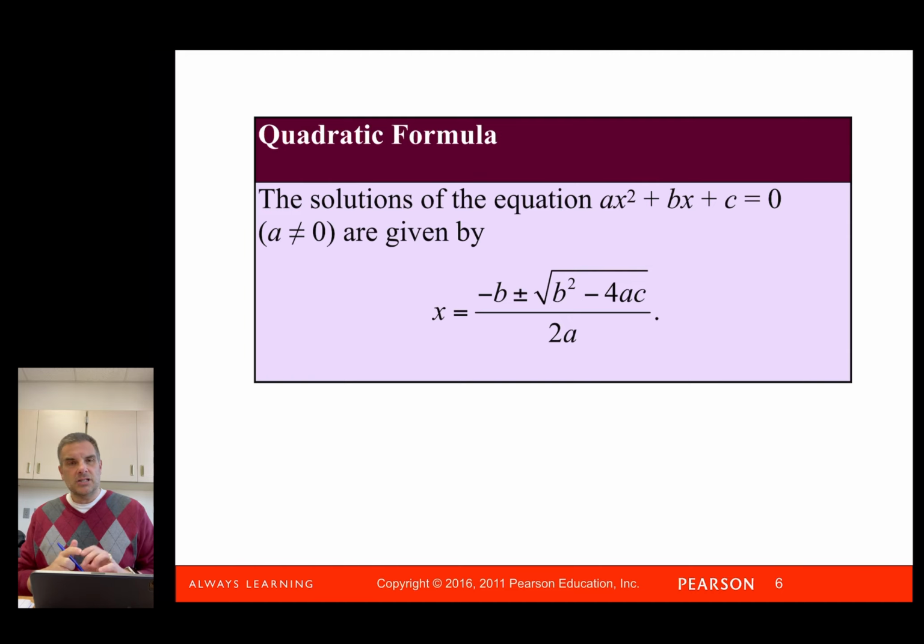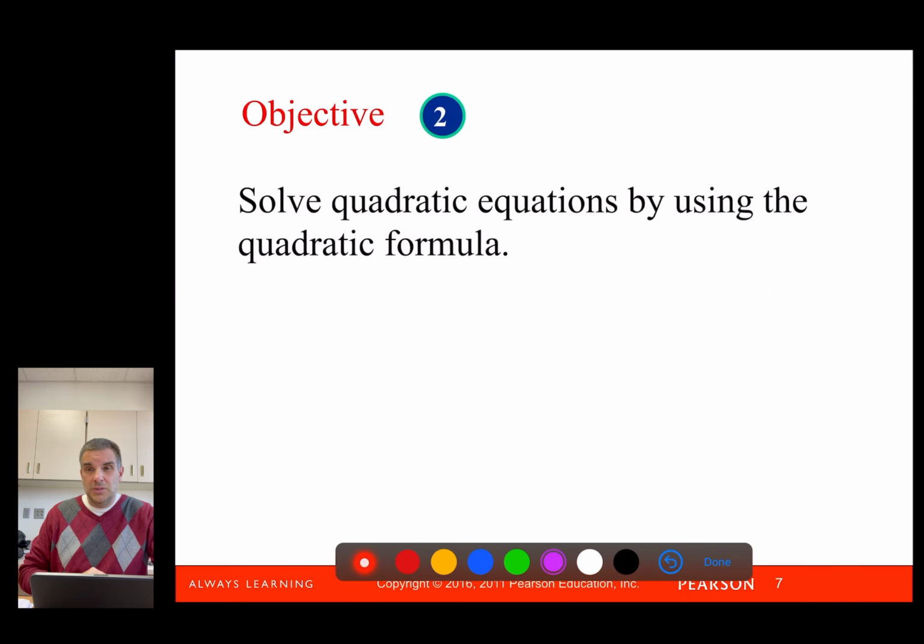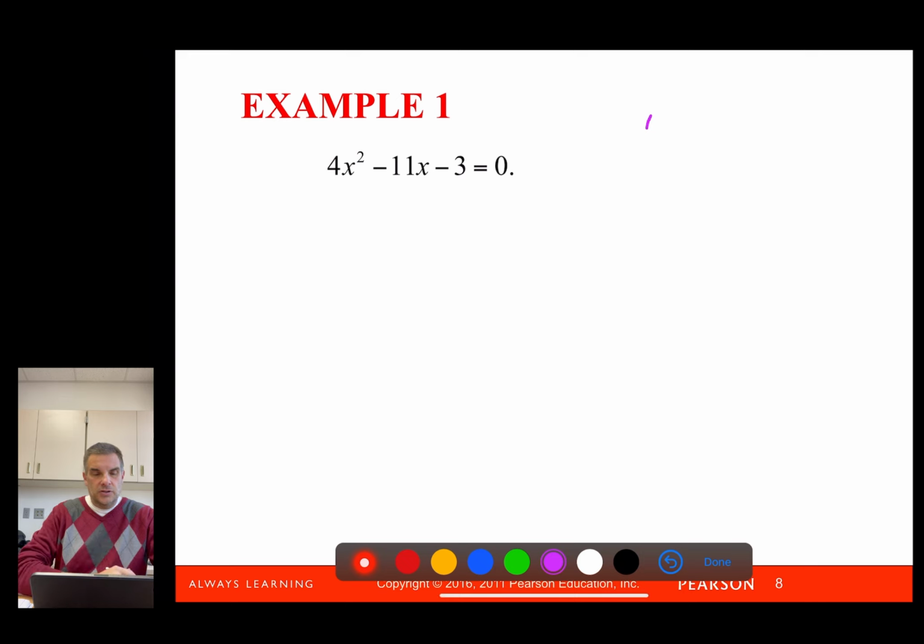And again, this is just another way for us to solve quadratics. Given that a can't be 0 in this, because if a was 0, then you divide by 0, you can't do that, so all that kind of fun stuff. So our first one is 4x squared minus 11x minus 3 equals 0.